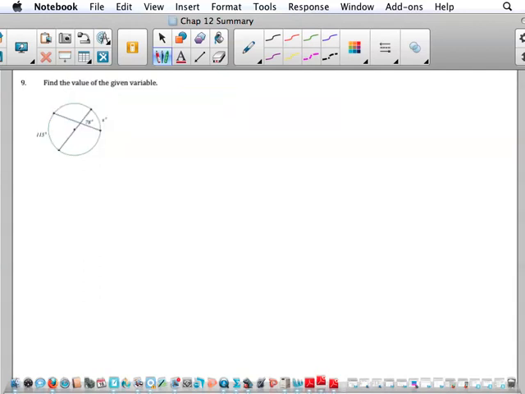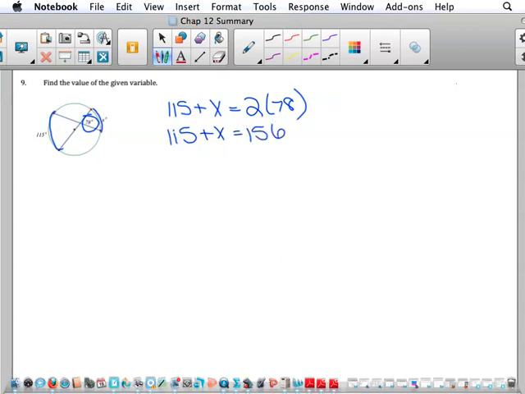Now number 9, I have two secants intersecting inside a circle. So I take the large angle measure, 115, plus the small angle measure, which is X, and that's equal to 2 times the angle measure of 78. So I have 115 plus X equals 78 times 2, which is 156. Subtract 115 from both sides, and you'll get that X is equal to 41 degrees.